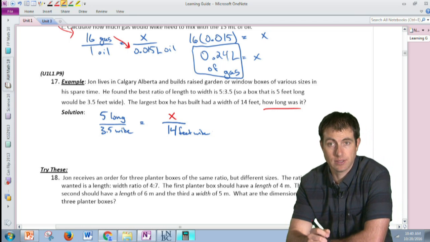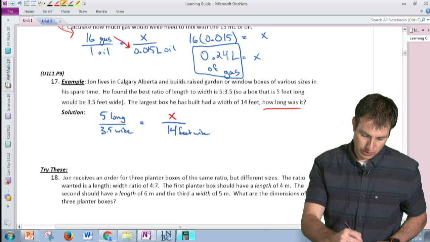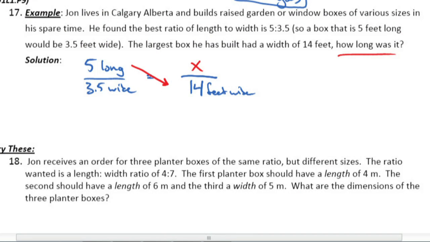Now, to solve for x, it's the exact same as all the ones we've done previously. We're going to cross multiply. I'm going to take the top on this side, multiply it by the bottom. So I'm going to get 5 times 14, and then I'm going to take the top on the other side and multiply by the bottom. I'm going to get this x, which I'm going to solve for, times 3.5. Now I'm multiplying the x by 3.5. If I want to get it by itself, which is the whole point of the question, I'm going to have to do the opposite. I'm going to have to divide by 3.5.